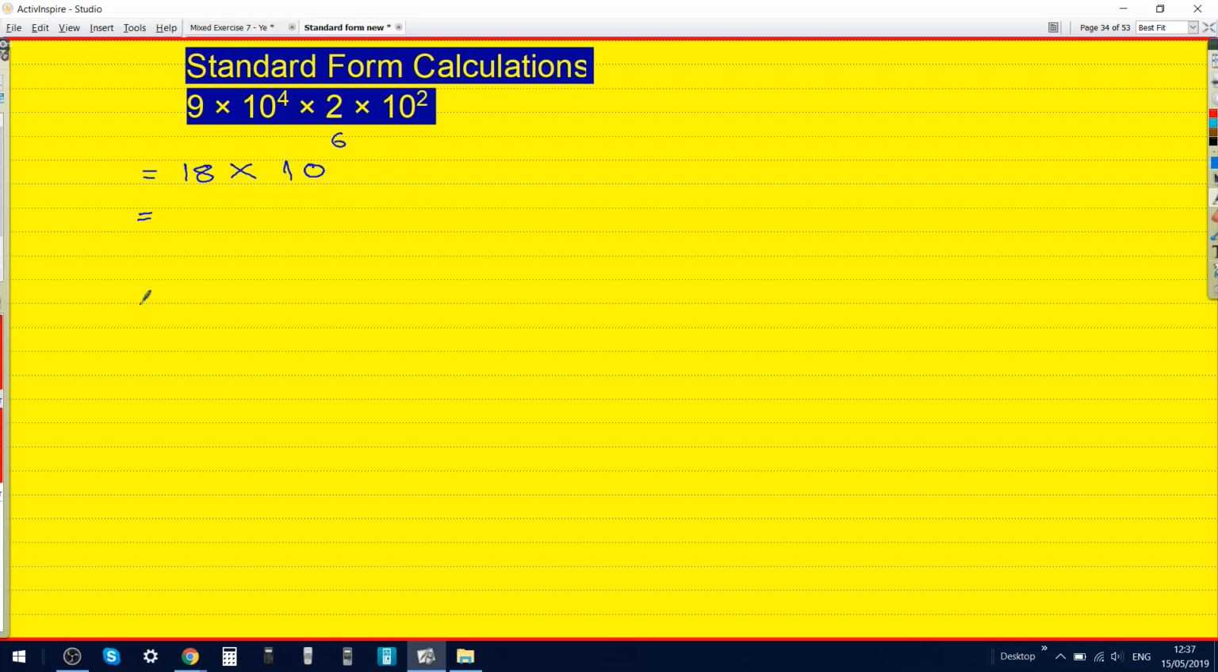Okay, so in standard form it would be 18. Oh yeah, because it's 18, isn't it? So basically, we want to make it 1.8, and what happens there is we're dividing, so the powers go up, so it would be 1.8 times 10 to the power of 7. Yeah.